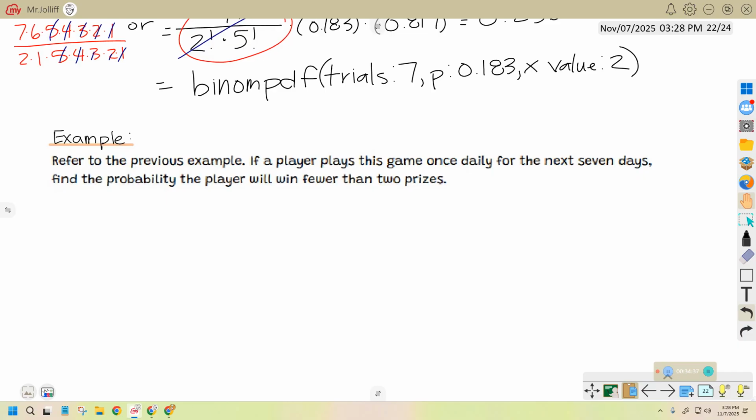Next example. Refer to the previous example, Pennsylvania lottery. If a player plays this game once daily for the next 7 days, find the probability the player will win fewer than 2 prizes. Fewer than 2 prizes.